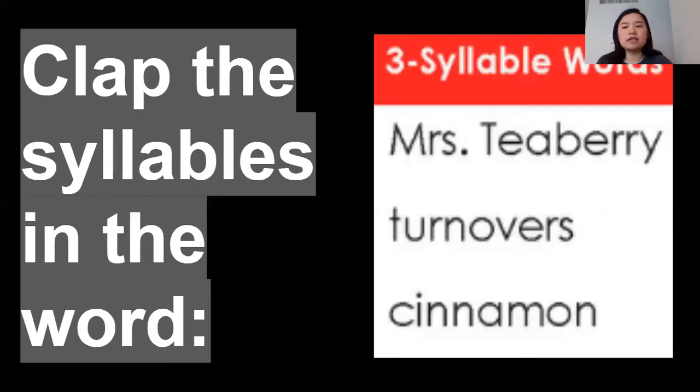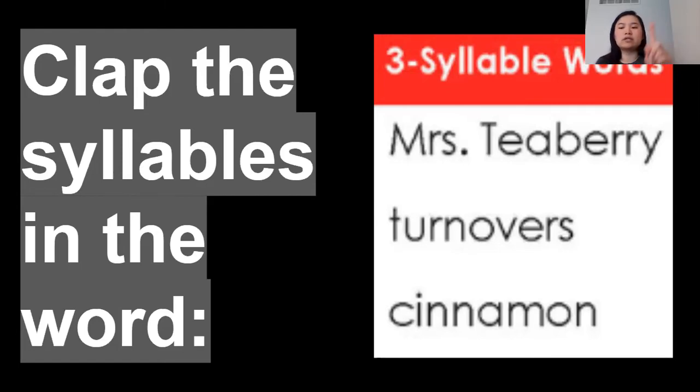Okay, we have it here where these are your 3-syllable words. So we're going to clap it out, and then we are going to move on. So, Mrs. Teaberry. Well, here's the thing about this one. The reason why Mrs. Teaberry is in the 3-syllable word category is because of her last name. So do not include Mrs. Just let's focus on her last name, Teaberry. Teaberry. Good.